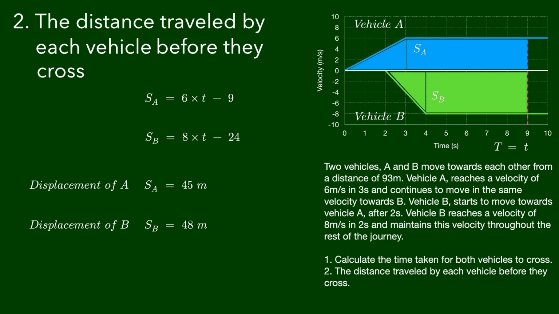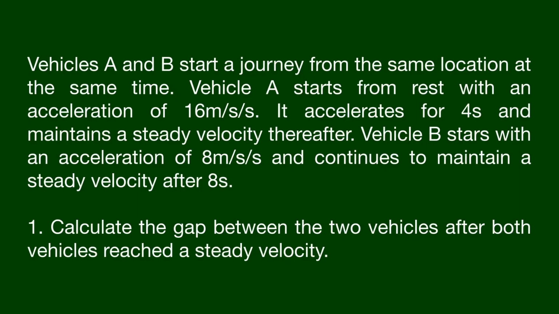Let's look at another question with two moving vehicles. Let's solve this problem together. Two vehicles A and B start a journey from the same point at the same time. Vehicle A starts from rest with an acceleration of 16 meters per second. It accelerates for 4 seconds and maintains a steady velocity thereafter. Vehicle B starts with an acceleration of 8 meters per second, and continues to maintain a steady velocity after 8 seconds. We need to calculate the distance between the two vehicles when they both reached a steady velocity.